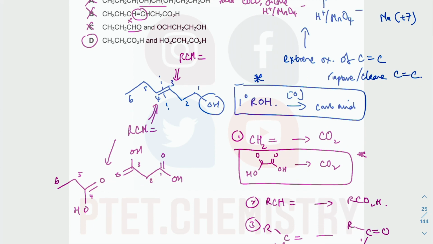In theory they love to ask you to write it out. So be able to write down CH3, CH2, CO2H, HO2C, CH2, CO2H. This is the proper way of writing the structural formula.